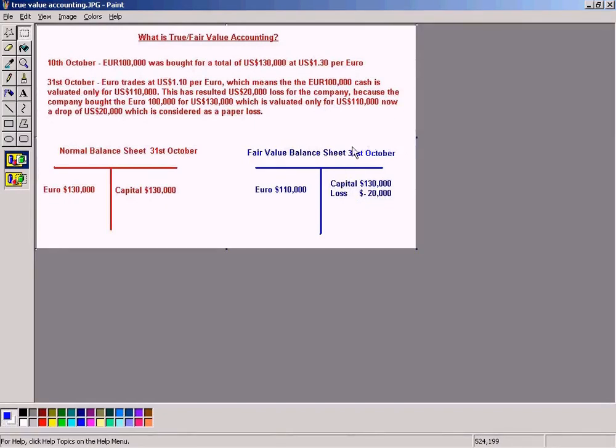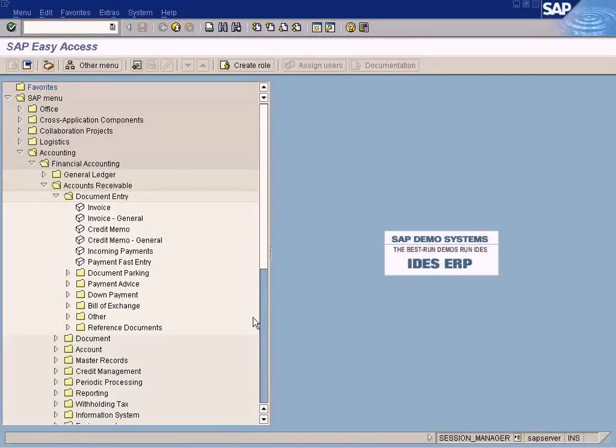Therefore, on the 1st of November, which is the day after the 31st of October, we have to clear this entry from our books. In order to clear it, we have to post some reverse postings, and this loss will be cleared from the books. So the euro balance will go back to 130,000. On the 1st of November, our books will look like this: 130,000 on the capital side and 130,000 on the debit side. Similarly, in SAP, after the automatic forex revaluation is done on 31st of October, it will also post some reverse postings, which will take effect on the next day, the 1st of November in this case, to nullify the earlier postings. We will see those activities in action on the SAP screen.